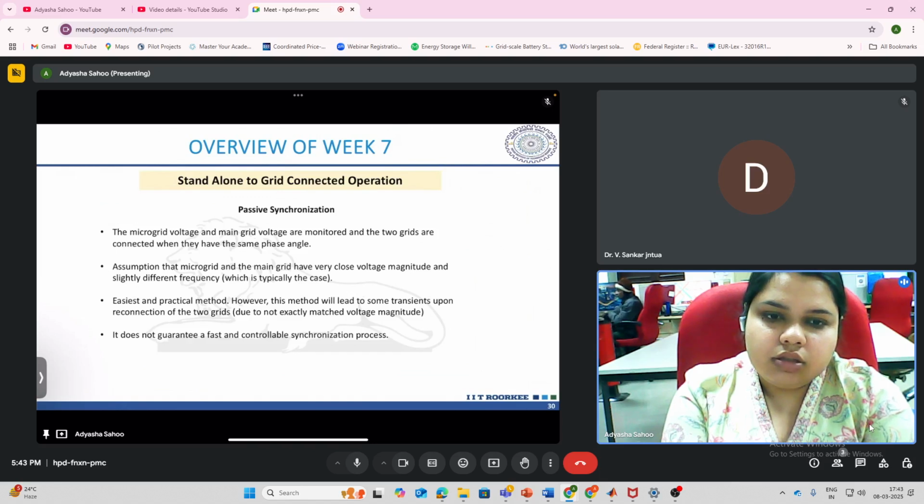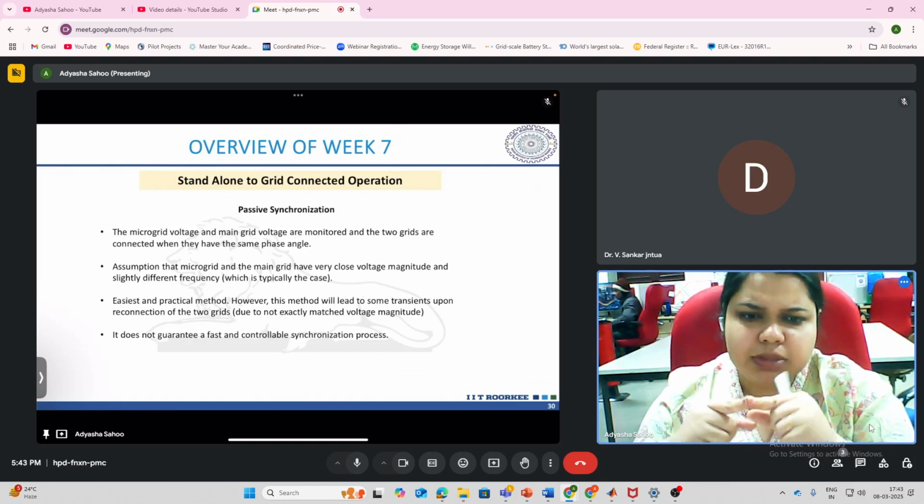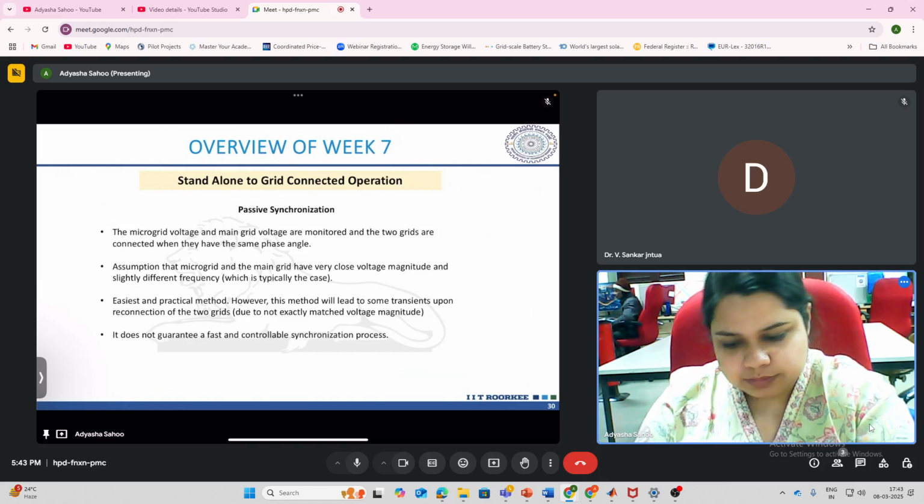This is easy and practical, but since you are doing the matching manually, it may sometimes lead to transients also, right? Because whenever you synchronize, the voltages will not be exactly the same. There might be some differences, and this difference in voltage may lead to circulating currents in the passive synchronization technique.